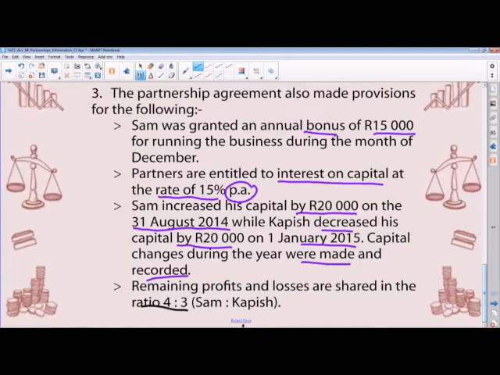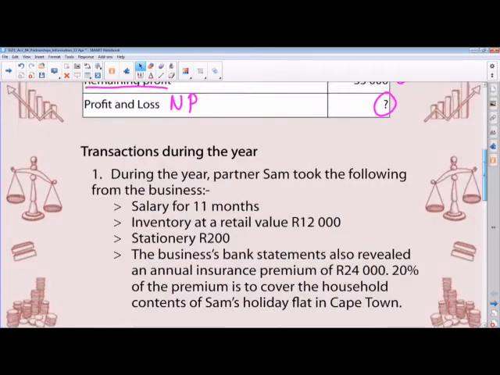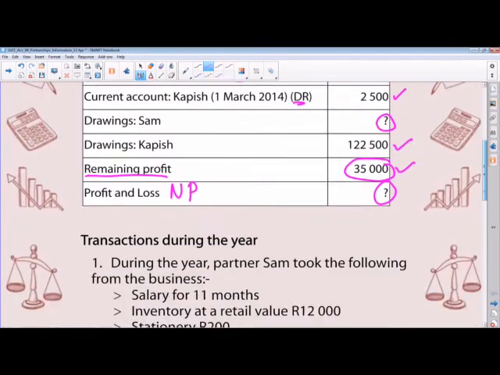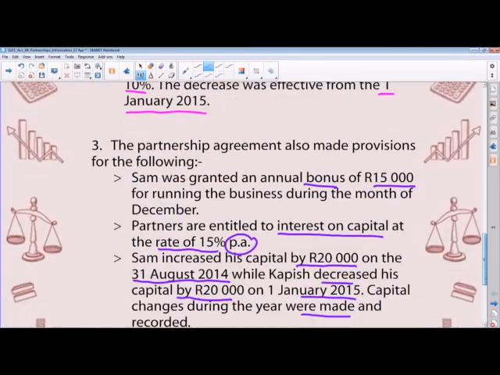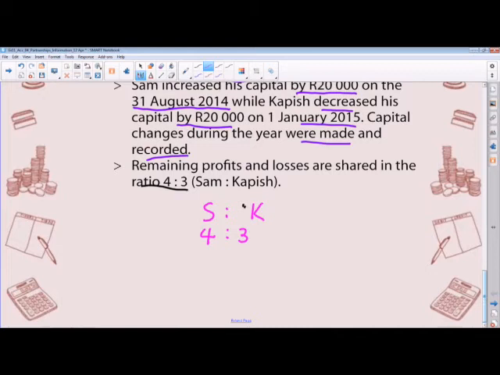I'm going to extend the page a bit so that I've got some place to write. Okay, there we go. Right, so let's go back to what was that remaining profit. So my remaining profit was an amount of 35,000. So let's share that 35,000 in the ratio that was given to us. So we're sharing it between Sam and Kapish in the ratio of 4:3. Not difficult to do the calculation. So let's start with Sam.